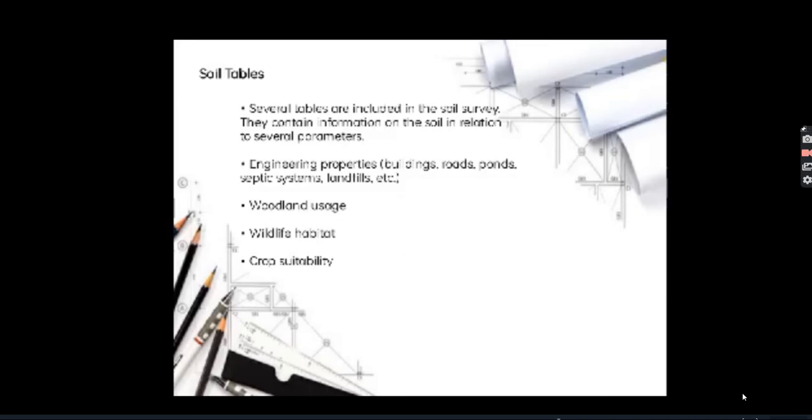Land usage is one of them. Then wildlife habitat and crop suitability.